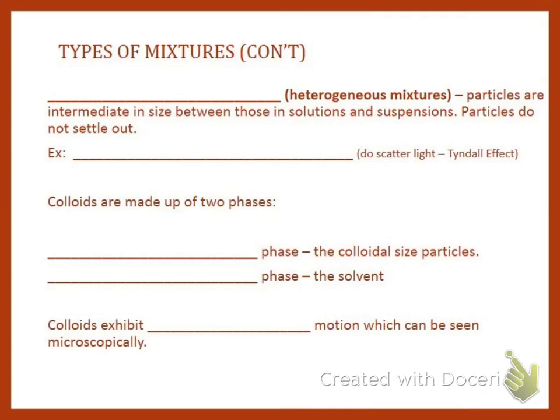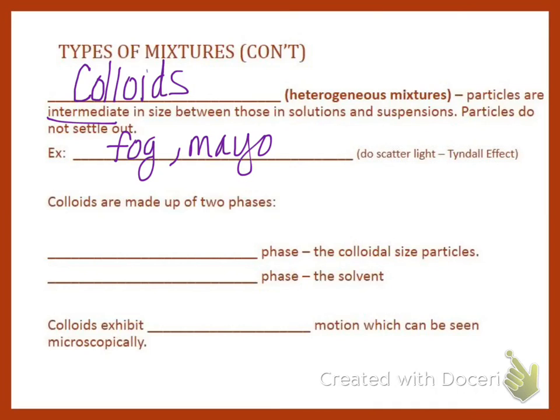The next type of heterogeneous mixture that we're going to talk about a little bit more extensively is colloids. And colloids have particles that are intermediate in size. They're kind of like between the size of a solution and the suspension, but they do not settle out. Example of that would be fog, or mayonnaise also is an example of a colloid. They do scatter light in the Tyndall Effect, which we'll talk about here in a second.